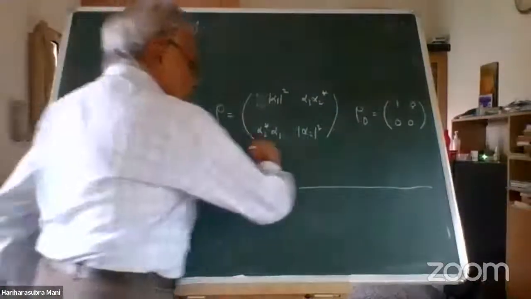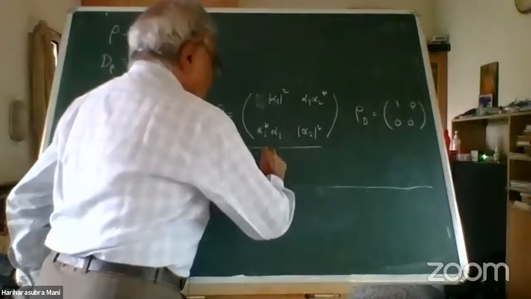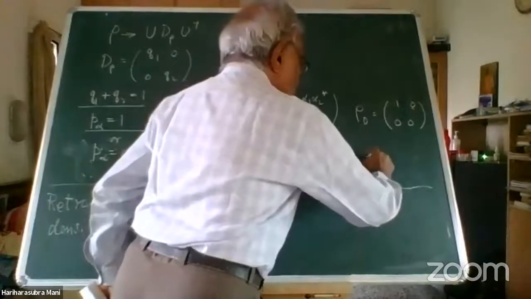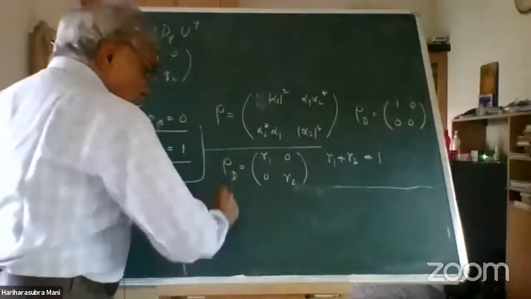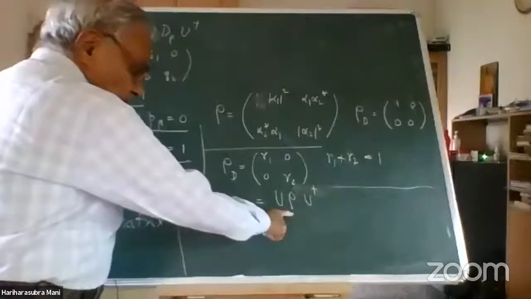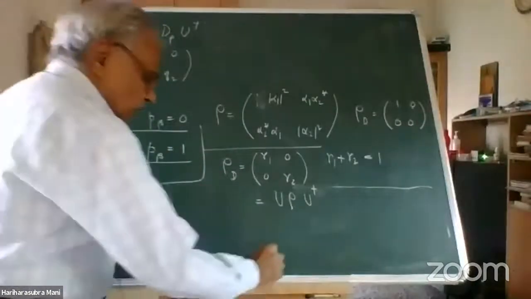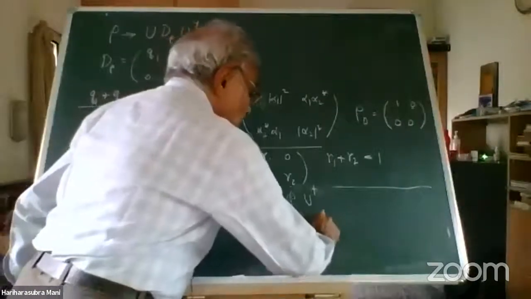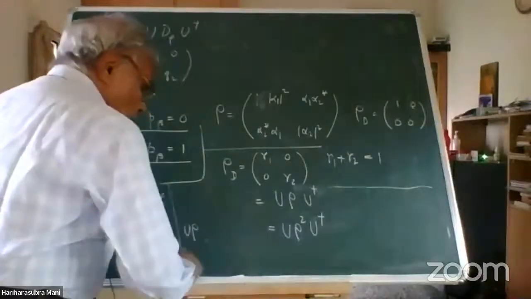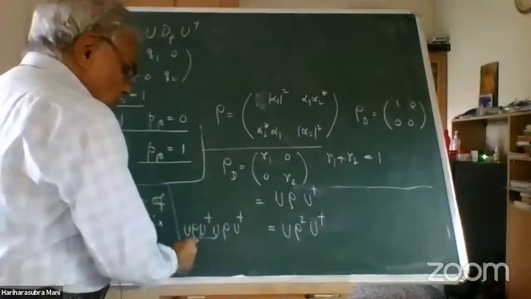Let me continue here. If rho d for any one of them is some number R1, R2, 0, 0, R1 plus R2 is 1. This is coming from some rho equals U rho d U dagger. This is the density matrix which the experimentalist gave me, and I diagonalized it and got some mathematical formula, rho d. I can take his rho and write rho squared. What is rho squared? Rho squared is U rho d U dagger U rho d U dagger. Notice U dagger U is 1, so I can write it in this form.